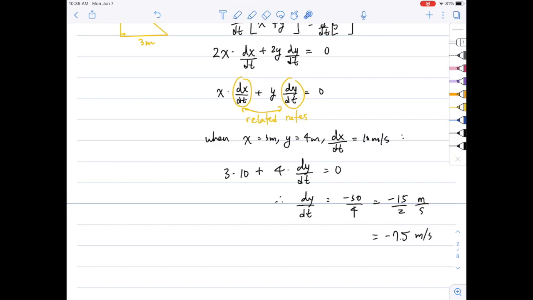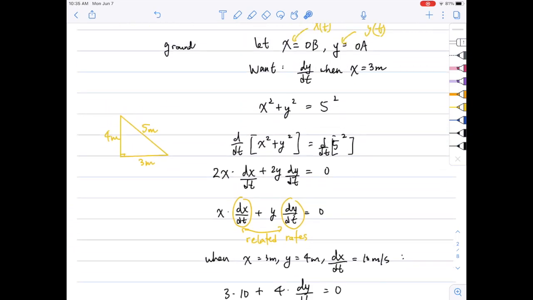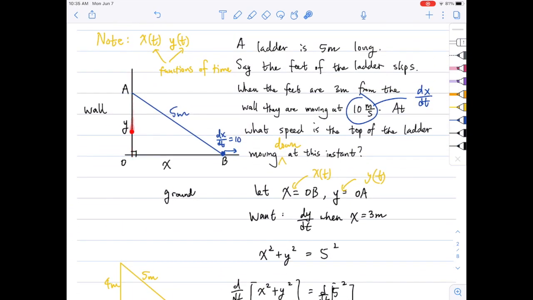Now, notice something here. Notice that the rate is negative, and that makes sense because if we go back to our image, the length y here is decreasing. Okay, so it makes sense that that rate should be negative.